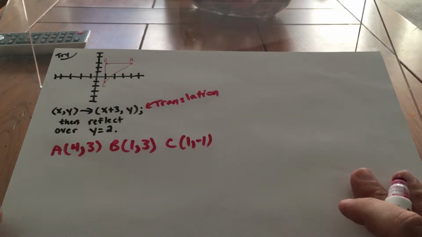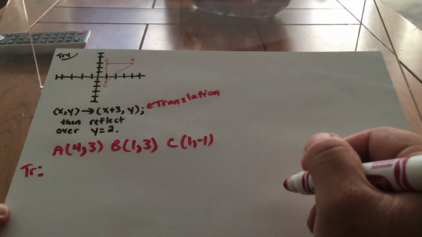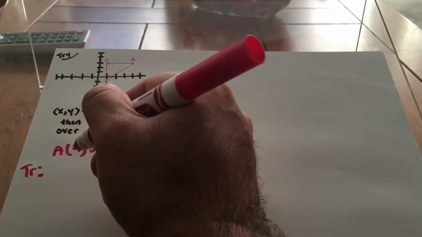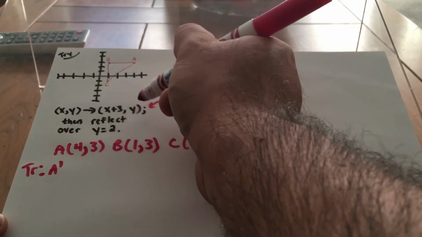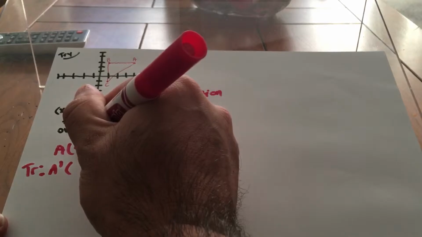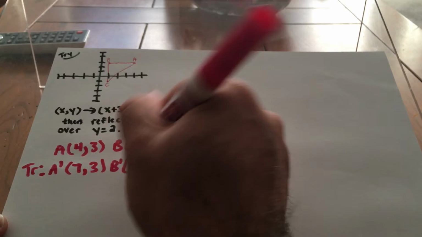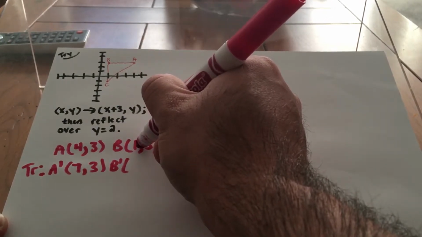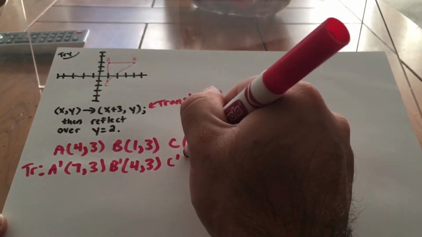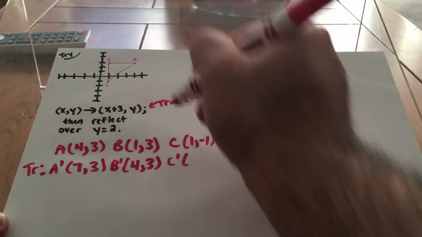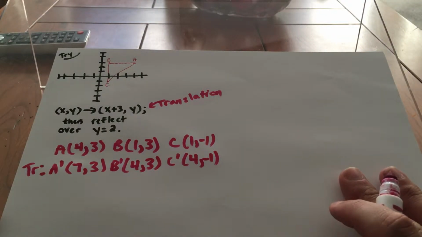All right. So now we're doing our translation first. So for our little translation here, we'll put that little TR there on the side. This is our first transformation that we're going to make. Your new A prime here, if all we're doing is adding 3 to the X coordinate, is 4 plus 3, which will be 7. Your new B prime is X coordinate plus 3, so 1 plus 3 will be 4. Y coordinate stays the same. And then your C prime, you're going to take 1 plus 3, so that's going to be 4. Y coordinate stays the same.